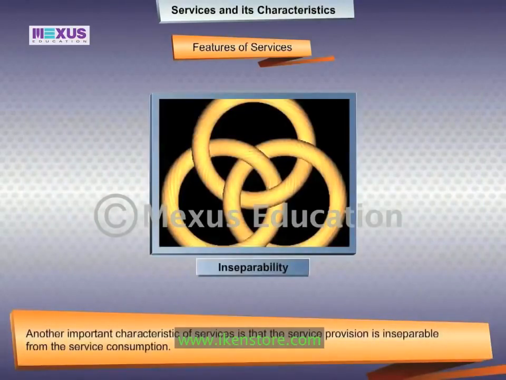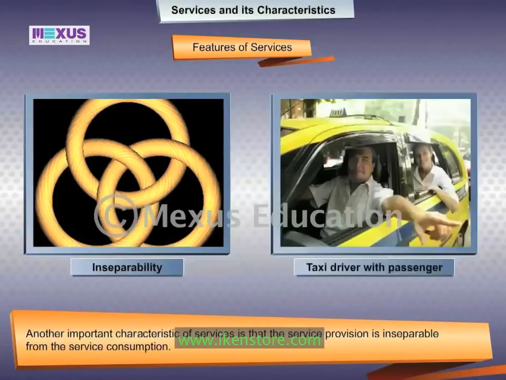Inseparability. Another important characteristic of services is that the service provision is inseparable from the service consumption. For example, a taxi operator drives the taxi and the passenger uses it. The presence of the taxi driver is essential to provide the service. The services cannot be produced now for consumption at a later stage or time.